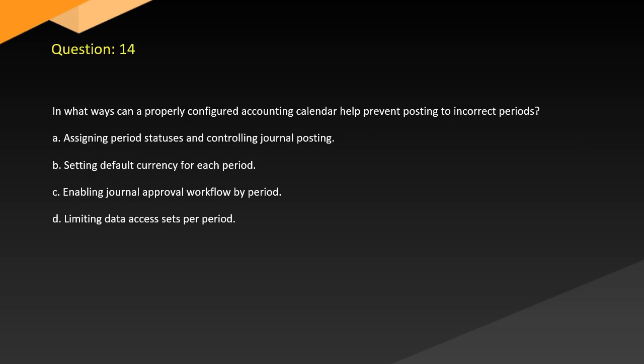Question 14. In what ways can a properly configured accounting calendar help prevent posting to incorrect periods? A. Assigning period statuses and controlling journal posting. B. Setting default currency for each period. C. Enabling journal approval workflow by period. D. Limiting data access sets per period.